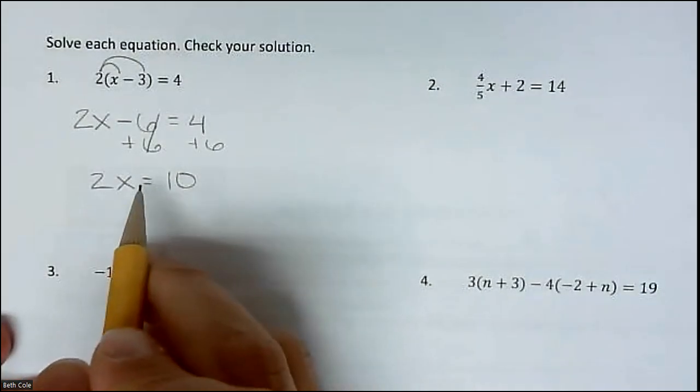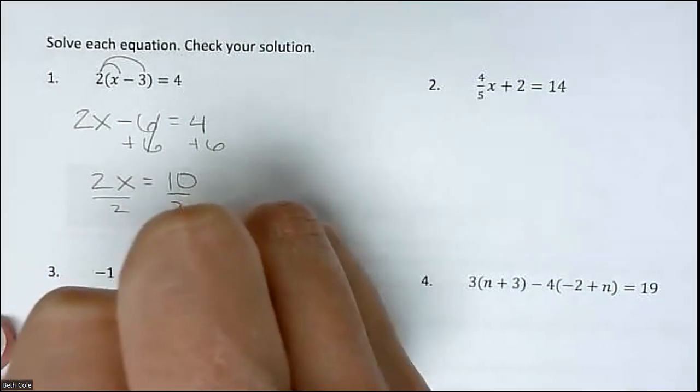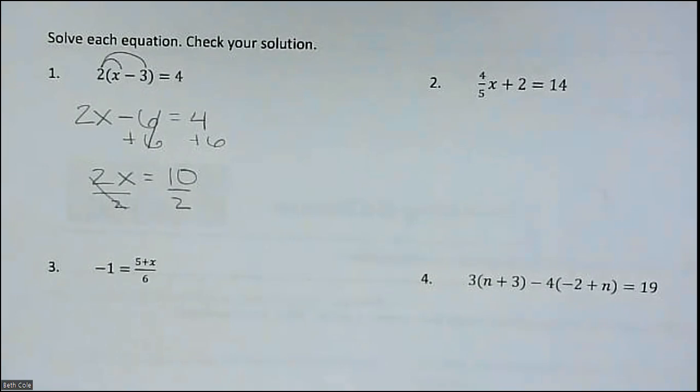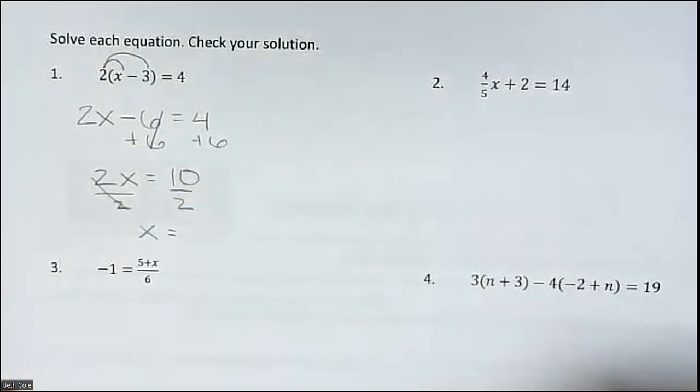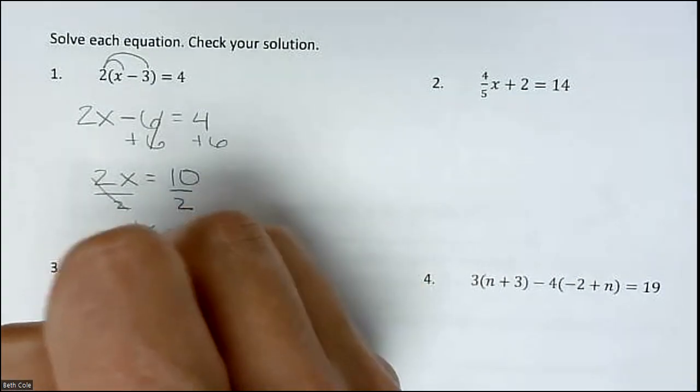And then this is multiplying by 2. So we are going to divide by 2. Whatever's there, you're going to do the opposite because you want to undo it. So what's our final answer? 5. X equals 5.